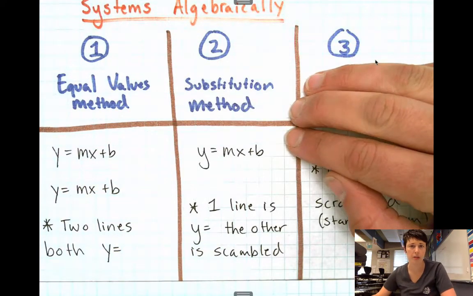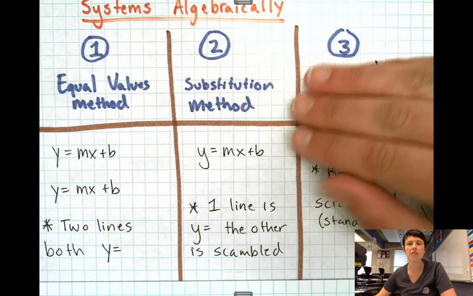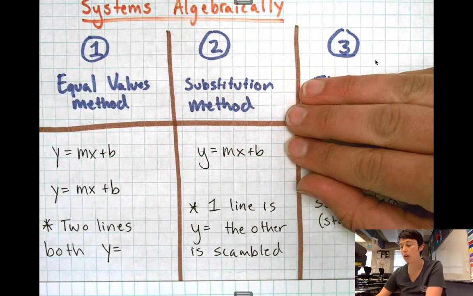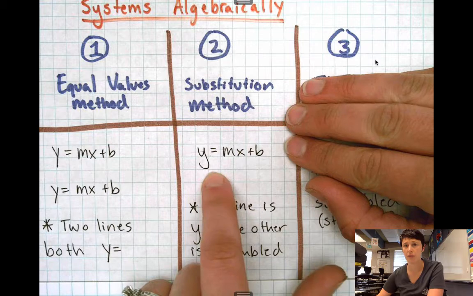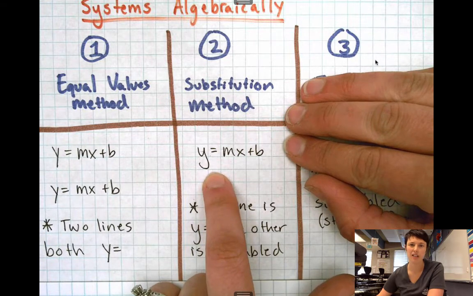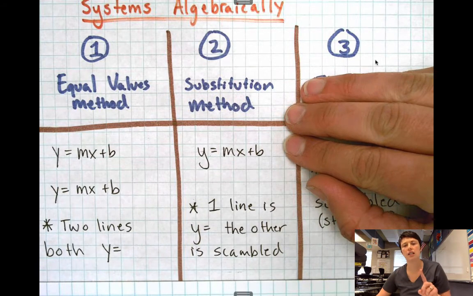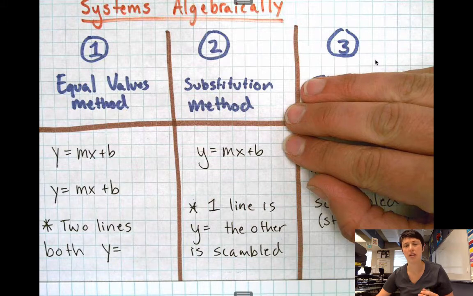Substitution, which I sometimes call the bubble method, is kind of a mixed version here. One of the equations might be in y equals format, but the other is not. So only one line that you are given is in y equals. The other is scrambled up, kind of mixed up.